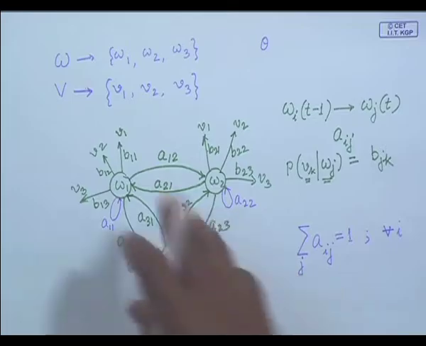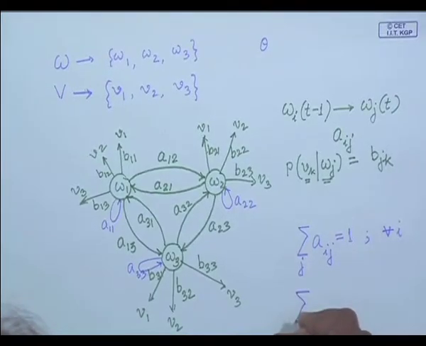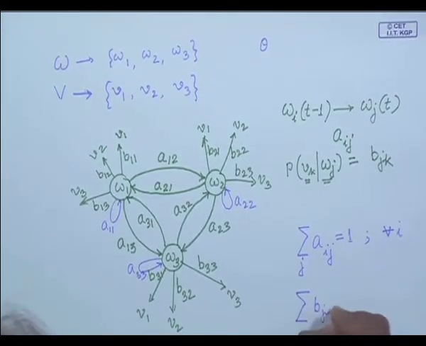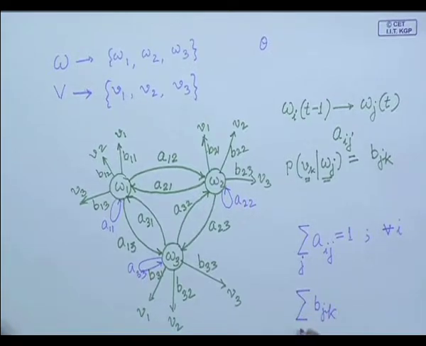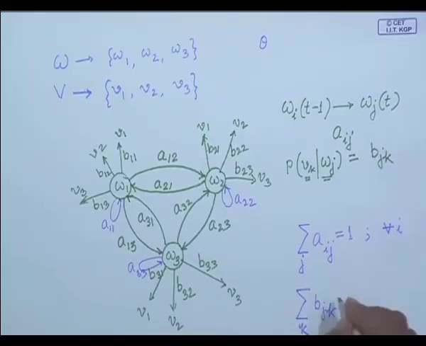And similarly, when the machine is in any state, it always emits a visible symbol. Because it always emits a visible symbol, when I take the summation over k, where v k is the symbol and b j k indicates that from hidden state omega j the machine emits a visible symbol v k, I must have the sum over all k of b j k equal to 1, and this will be true for all j, that is, for all the hidden nodes.